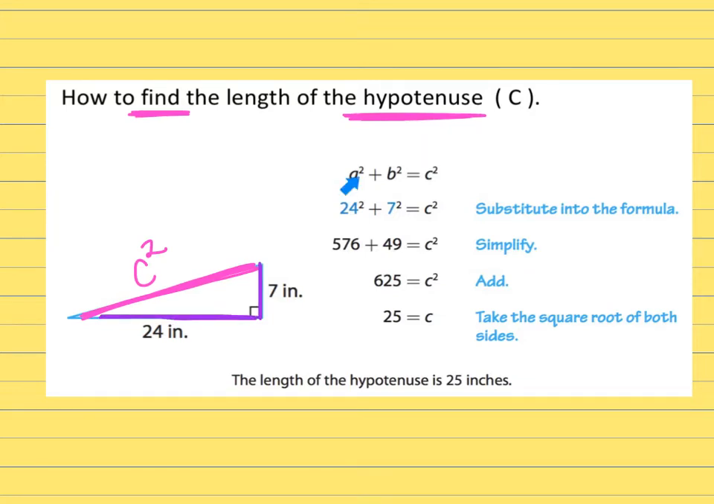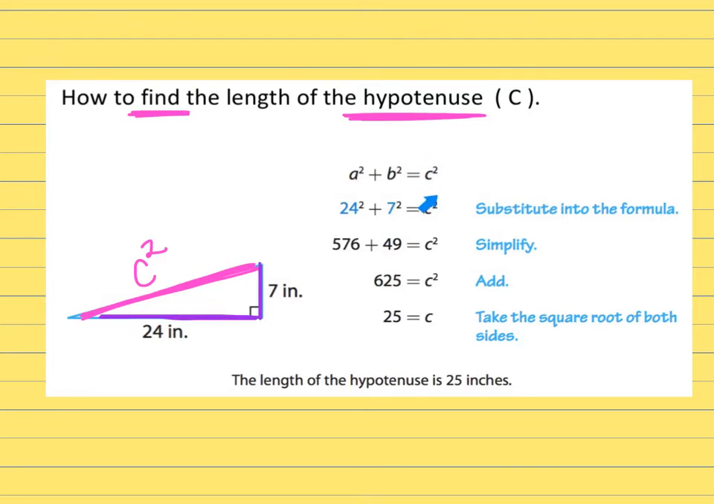So when you look over at the equation here, they've replaced a with 24. They replaced b with 7. So now squaring those means 24 times 24 is 576. And 7 times 7 is 49. Now I'm going to add the small and the medium size square together. And that's how they get 625.